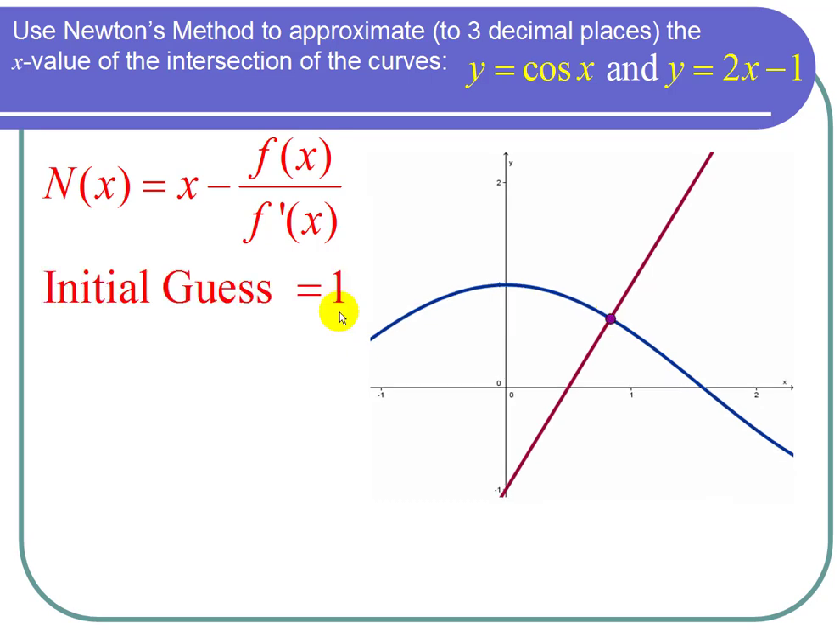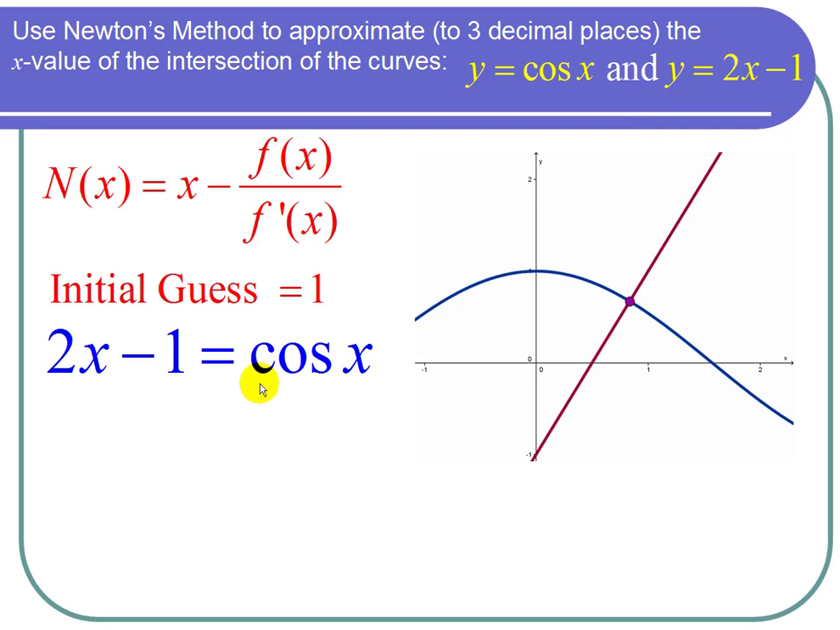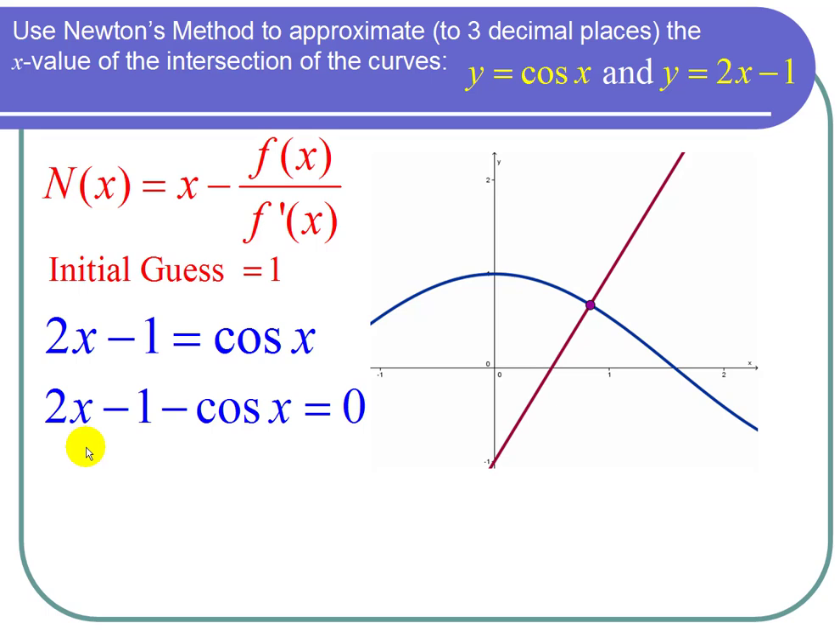When we want to find an intersection of two curves, we could set the equations equal to each other. 2x minus 1 equals cosine of x. And then we can subtract off the cosine of x to get 2x minus 1 minus cosine of x equals 0. Try as you might, you're not going to be able to use algebra to solve this. This definitely needs Newton's method.